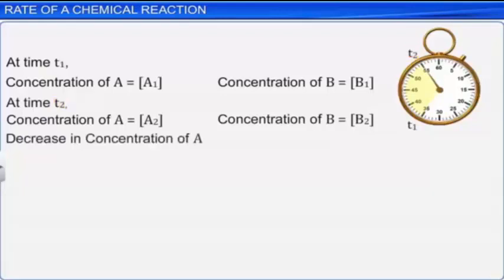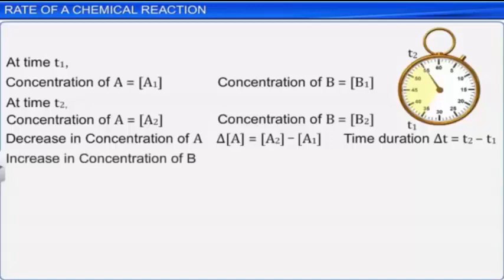The decrease in the concentration of reactant A, delta A, during time interval delta T equal to T2 minus T1 is given as A2 minus A1. Similarly, the increase in the concentration of product B, delta B, is given as B2 minus B1 during time interval delta T. Using the definition of rate of chemical reaction, we get the rate of the given reaction as a decrease in the concentration of A, minus delta A, divided by time interval delta T.